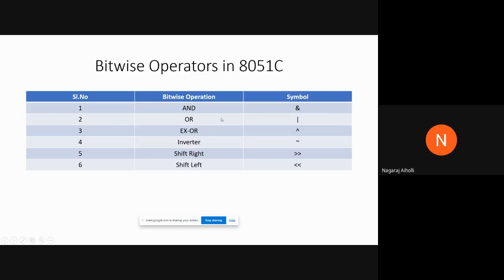These are the various bitwise operators of 8051 C language. What is meant by bitwise operators? Bitwise operators are nothing but operations that can be performed on individual bits, single bits. You can perform AND operation, XOR, NOT operation, shift operation, shift left, shift right. All these operations can be performed on single bits.